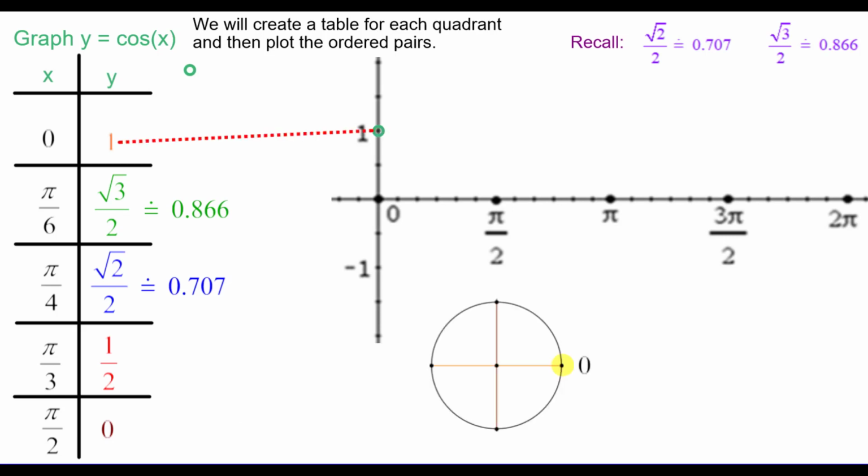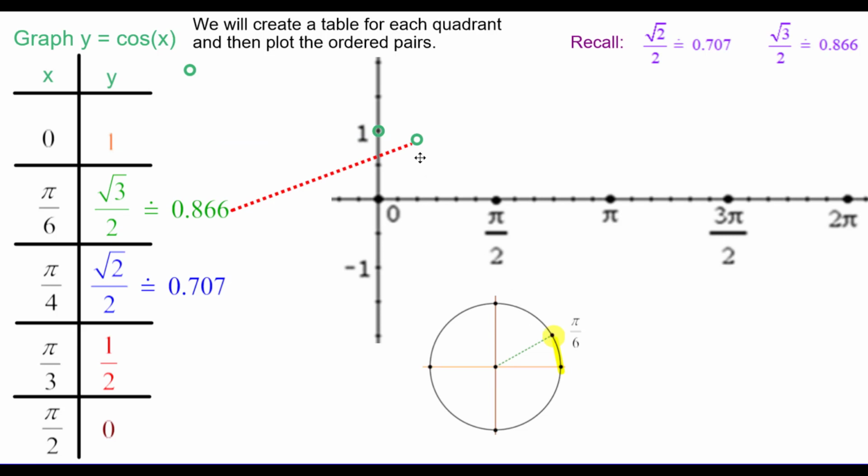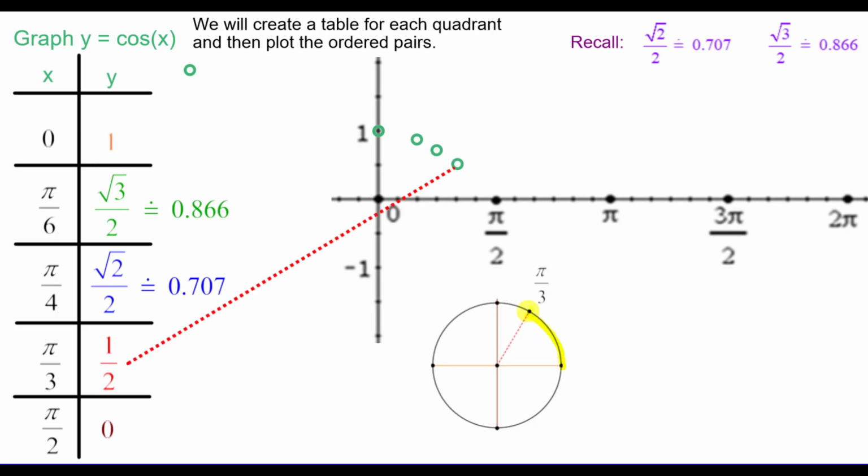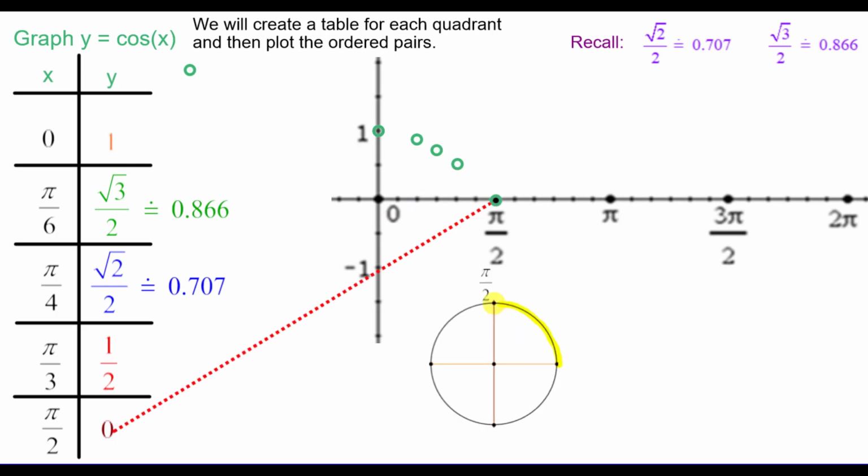So 0, 1, we're going to show where it is on the unit circle. So 0 lands here, and the value for the cosine is 1, so 0, 1. The cosine of pi over 6 is about 0.9, pretty close to 1. Cosine of pi over 4 is about 0.7. Pi over 4 is in the middle of the first quadrant. Cosine of pi over 3 is a half. And the cosine of pi over 2 is 0.